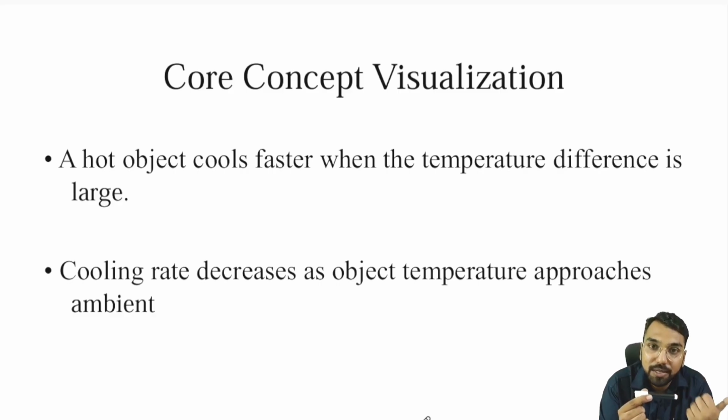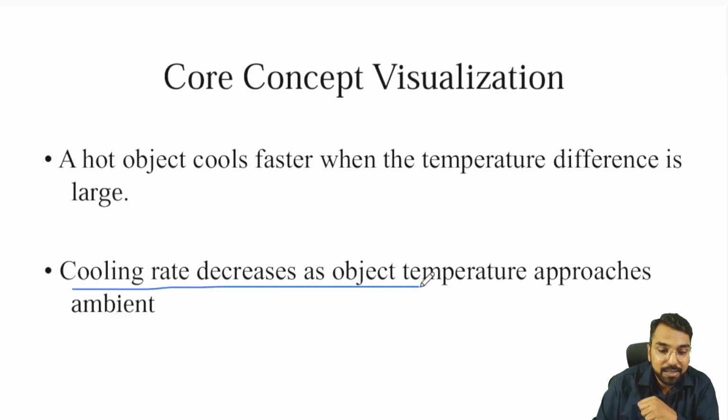While in the second case, this object at 60 degrees Celsius and the water at 20 degrees Celsius have a smaller temperature difference as compared to the first case. So that's why in the second case the heat transferred from this object will be lower. So the cooling rate decreases as the object temperature approaches ambient.